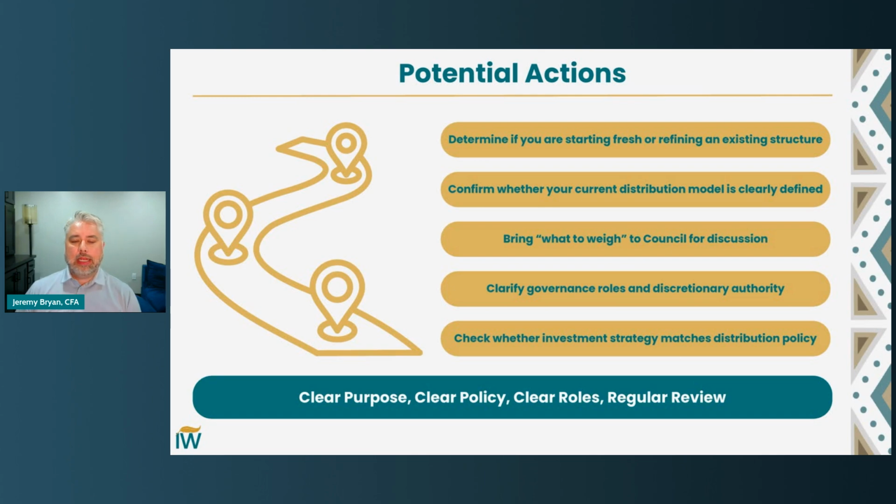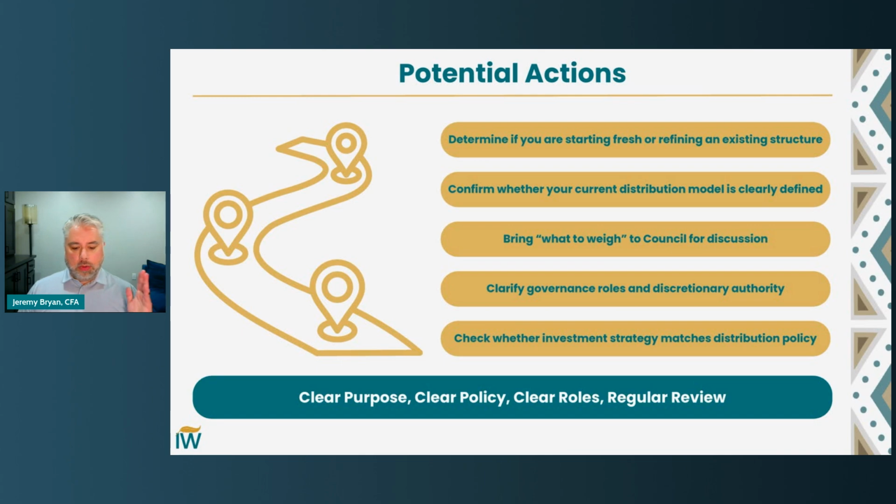And then lastly, again, this is where we come into play, is now we know what we want. We know our distribution strategy. We know what our outcomes are. We know what we really want this to entail. How do we make sure that the investments we're doing match what we want to do? And that's where the investment strategist will get together with the tribal council, with the executive administrators, with the trust administrators, to make sure the investment strategy really matches that distribution policy.